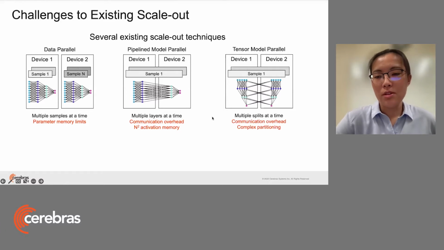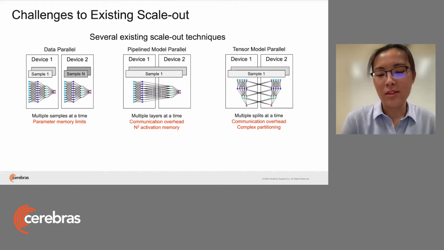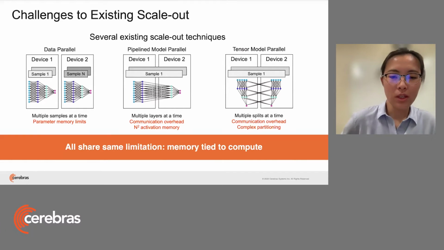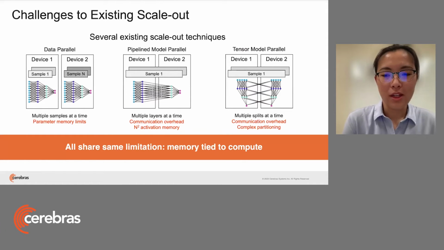The third option, tensor model parallel, means that you have to partition the layers onto different devices. This is a very complicated process, and also it suffers from communication overhead. All of these 3 methods share the same limitation behind the scenes. That is, their memory is tied to the compute.